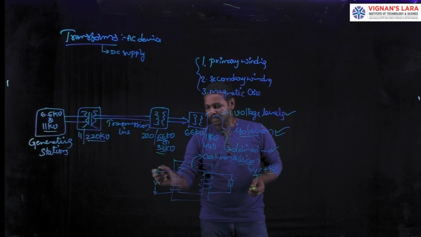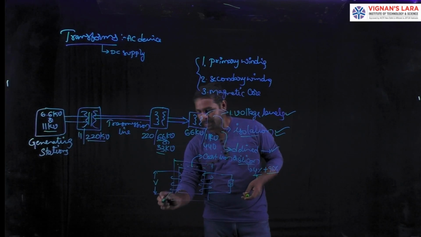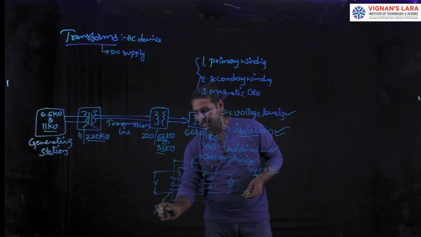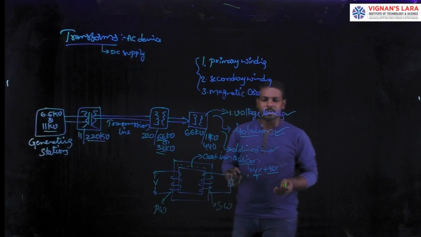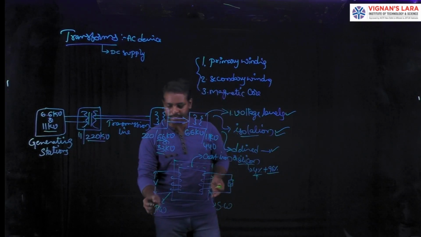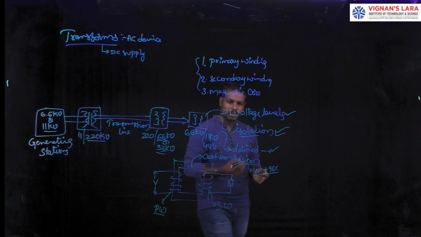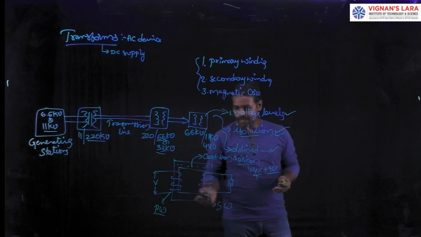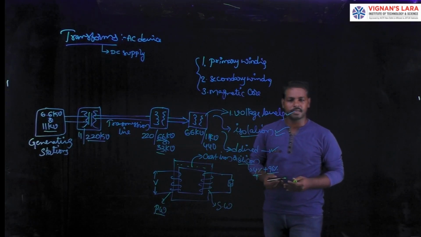So another one is that the transformer is wound with two windings. One is the primary winding, the second one is the secondary winding. Whenever the winding is directly connected to the supply, it is called the primary winding. Whenever the winding is connected across the load, it is called the secondary winding.